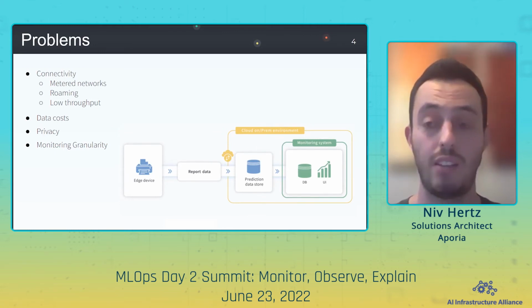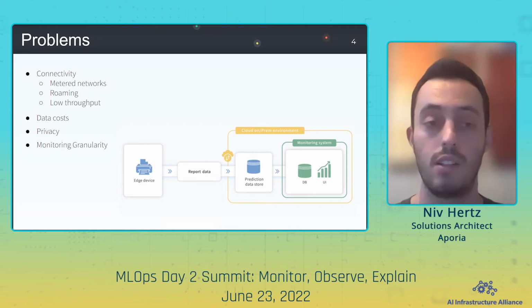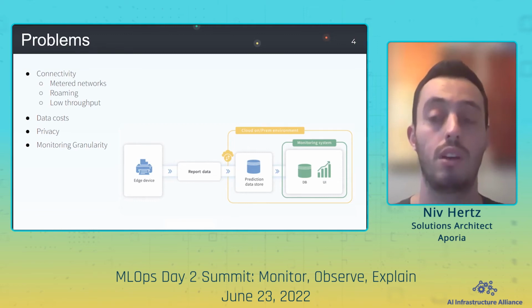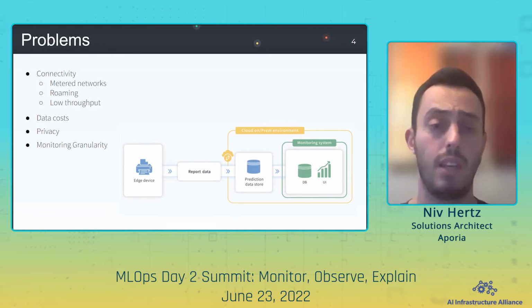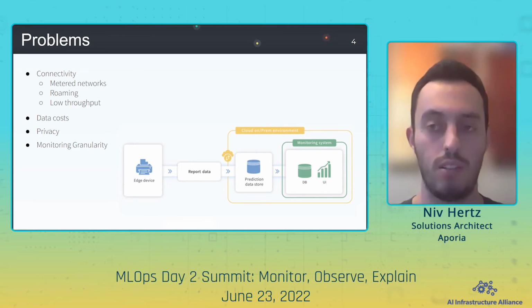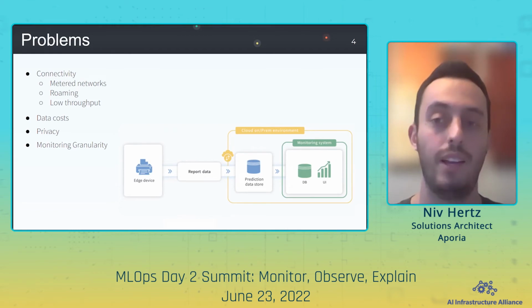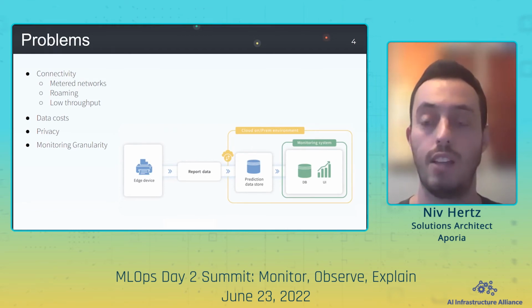In addition to that, you can have huge data costs if you're trying to send all of the data from all of your devices to the cloud. Let's say you have 2 million units, right? You have some sort of product, you've sold 2 million units of it, and this product is making on average 1 prediction per minute, which is not a lot, right? It's a very reasonable amount. It's actually fairly low.